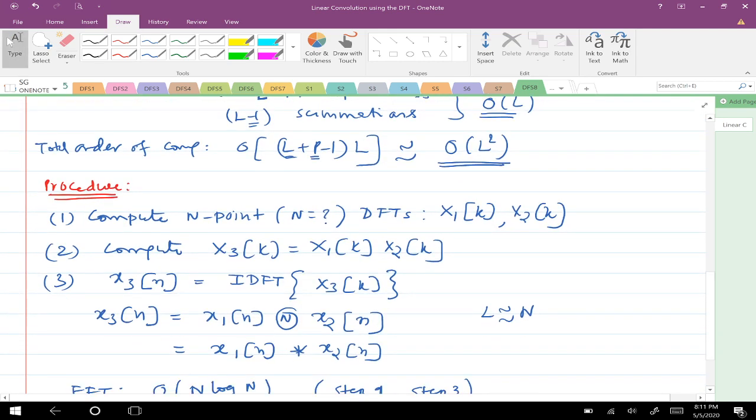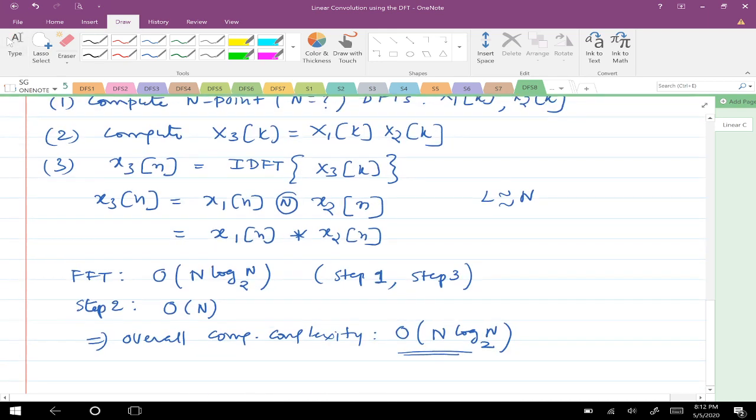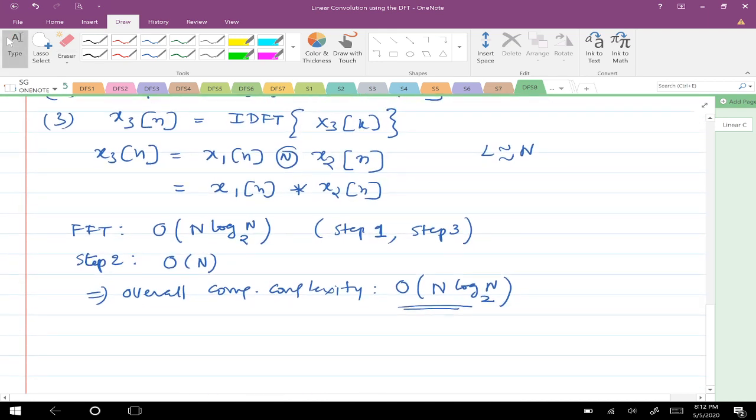Provided you have efficient methods for computing the DFTs and inverse DFTs, then obviously if you multiply the DFTs, take the inverse DFT and do something else on top of it, then you would get a more efficient way of computing the linear convolution. Okay, hope those points are clear to you.